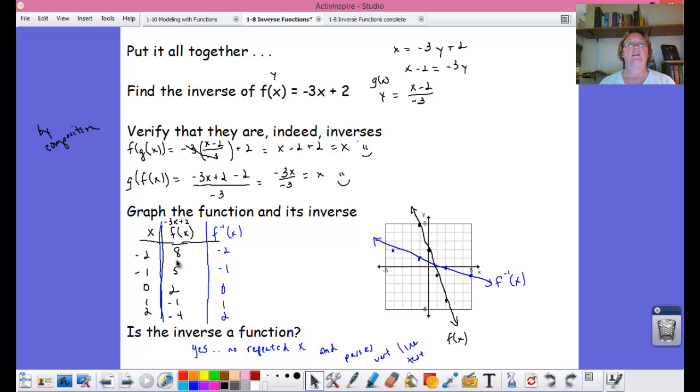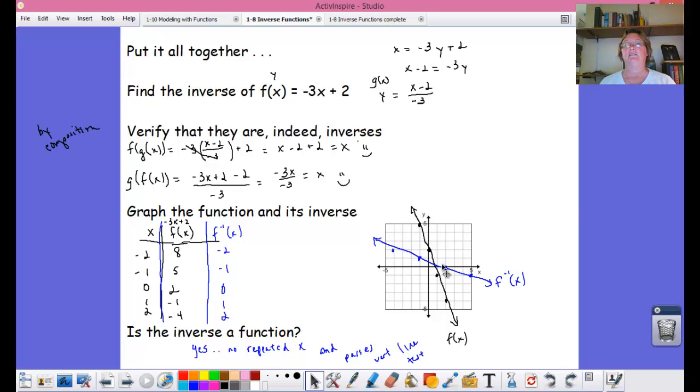So in black, folks, I graphed the original function, just chose negative 2 to 2, as I often do, and plugged those in to find y values. Graphed my black line. That's the original function, negative 3x plus 2. To get the inverse function's graph, I switch x and y. So now this becomes my x, this becomes my y. I can't graph that 8, that doesn't fit on my square, but I started here. When x is 5, now y is negative 1. So the blue line is my inverse function, and they are reflections of each other over that y equals x line. Is the inverse, it says, a function?